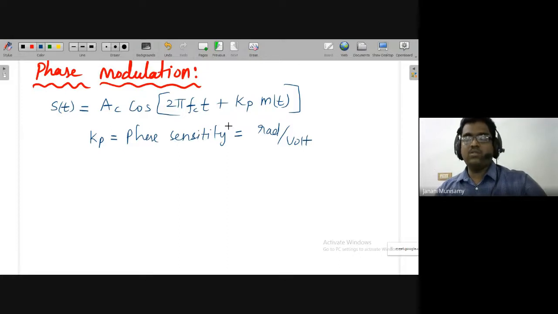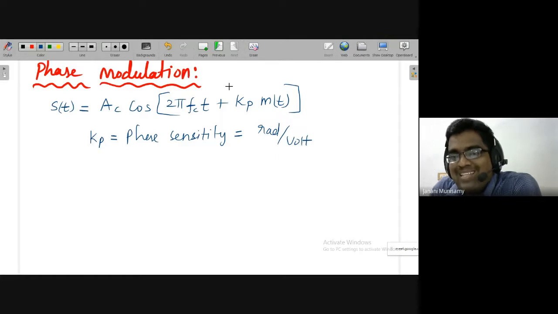the phase means variation in the angle. The unit of angle is radian. That means how much extra radian you are adding per unit change in the message signal, per volt change in the message signal. That is the concept of kp. So for every 1 volt change, I will be adding kp.